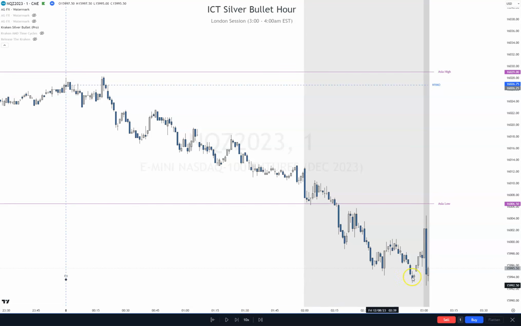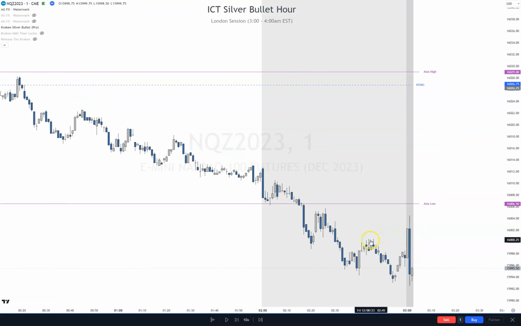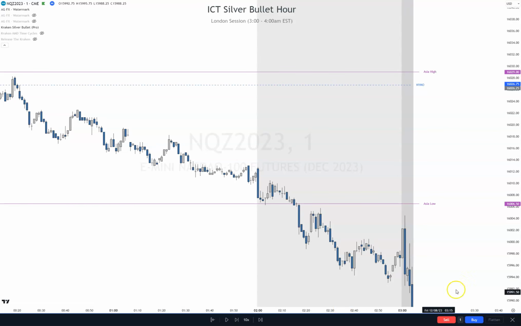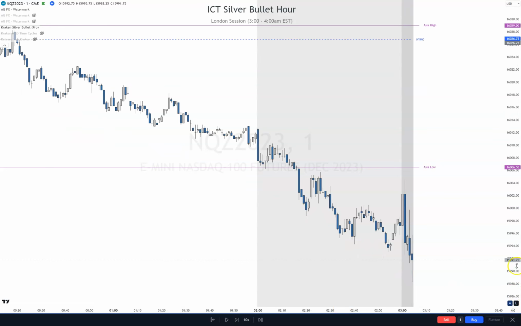Truth be told, I saw this as a market structure shift originally, and then was looking to see if this was going to create a fair value gap, and it didn't. It just went down, so I didn't have that marked as a market structure shift because obviously it's not, since this is now lower. So let's do this.